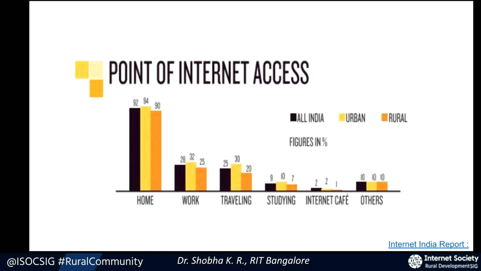Similarly, from the workplace, the average is 28%. During travel, the access is 25%. Studying at arts, it is 9%, and at internet cafes, it is 2% on average, and in other places other than this, it is 10% according to the Internet in India report.